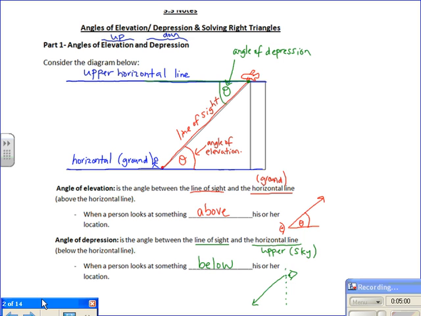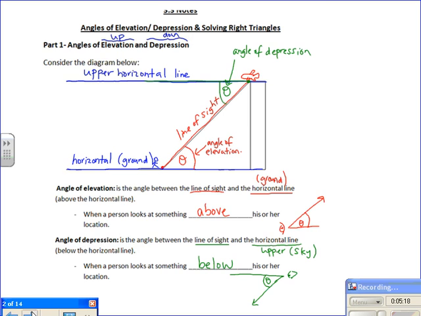That's the angle of depression. It is not between the vertical and the line of sight. Okay, it is between the horizontal and the line of sight. So it is right here, angle of depression. And there's some interesting things that are always going to be true about an angle of depression and angle of elevation.